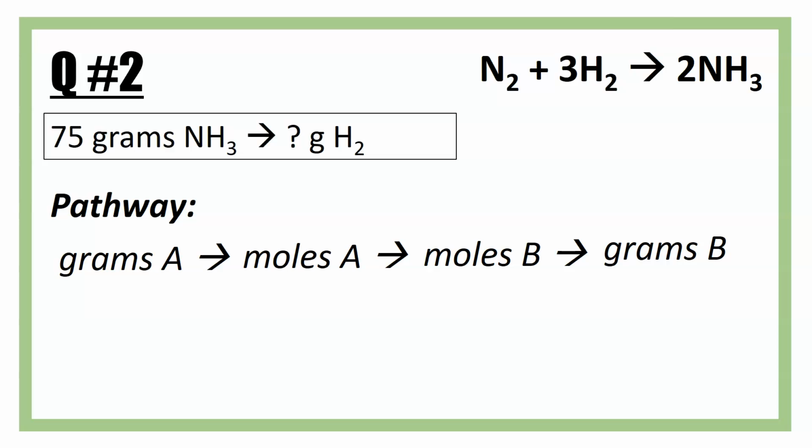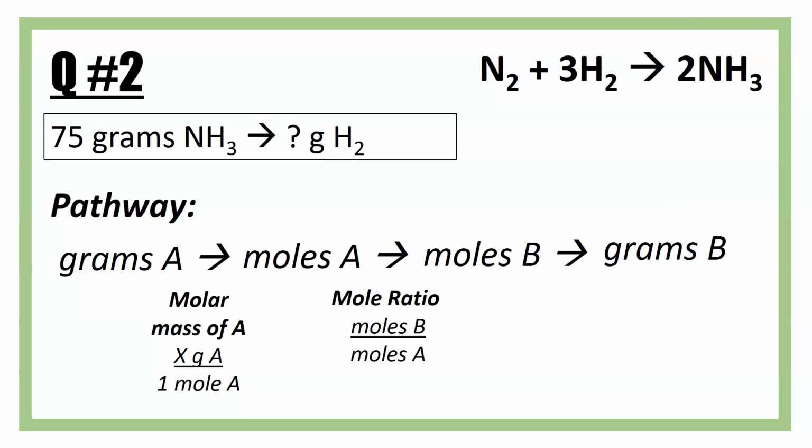Now let's label our pathway with what we need to use. To go grams of A to moles of A, I need to use the molar mass of A. To go moles of A to moles of B, I need to use mole ratio. To go moles of B to grams of B, I need to use molar mass again, but this time it's molar mass of B. It'll be a different number.